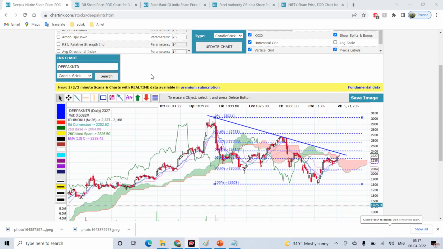So today we are going through some of the live setups. Please note these are only probability and possibilities and there is no warranty associated with any of them. So let's look at first Deepak Nitrate.